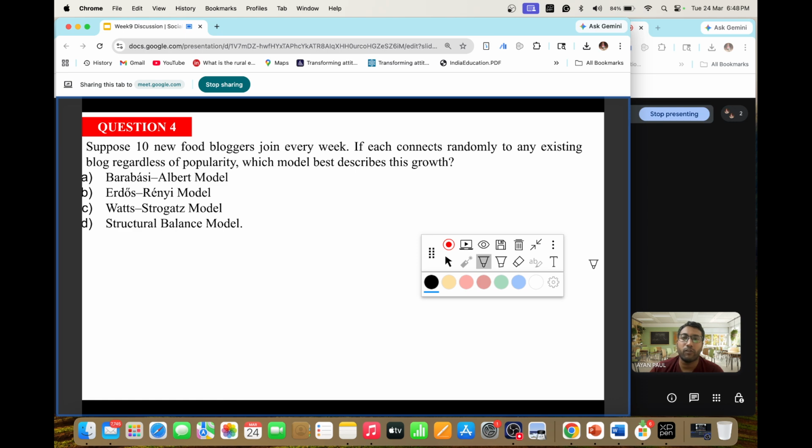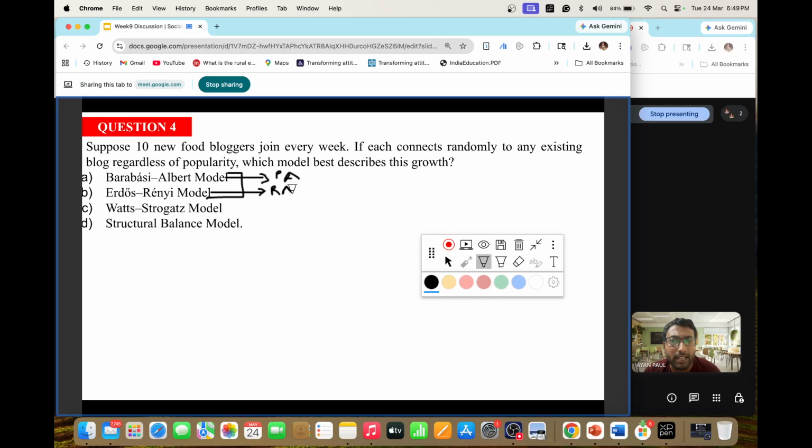Suppose 10 new food bloggers join every week. If each connects randomly to any existing blog regardless of popularity, which model best describes this growth? BA model, ER model, Strogatz model, or structural balance model. We have learned about two models: the BA model is preferential attachment, PA, but the ER model is random attachment, RA.